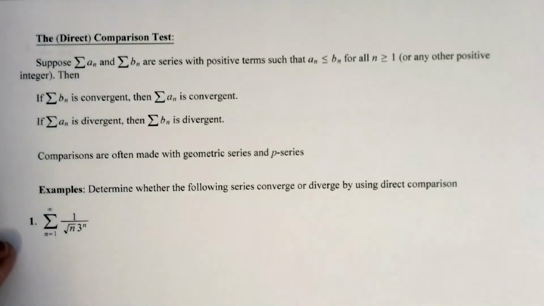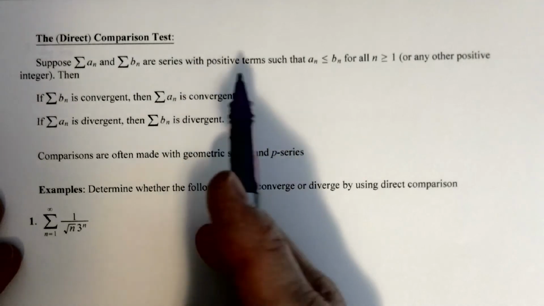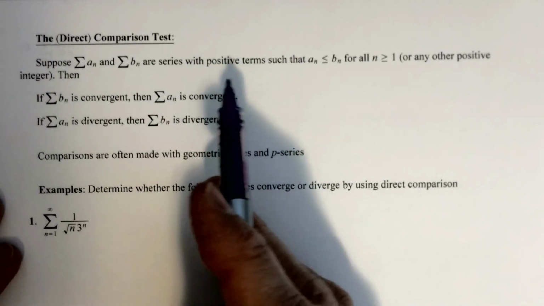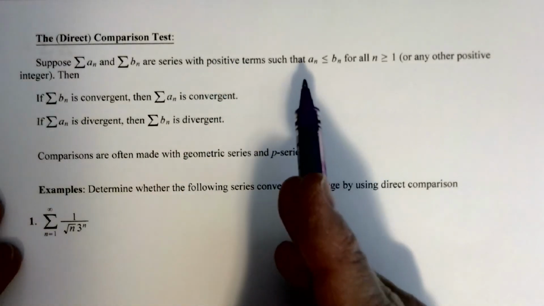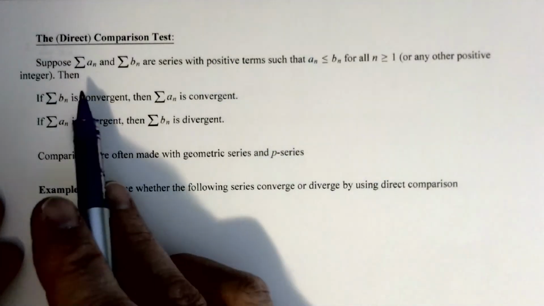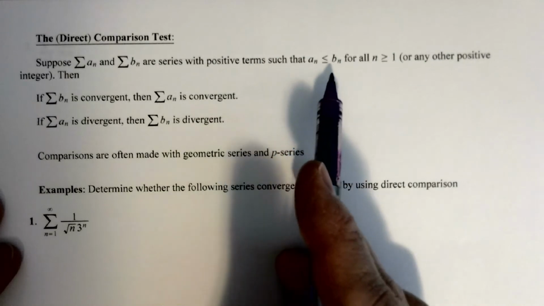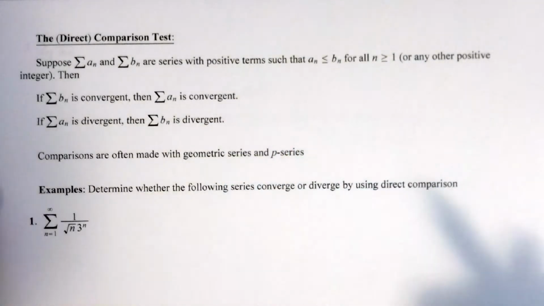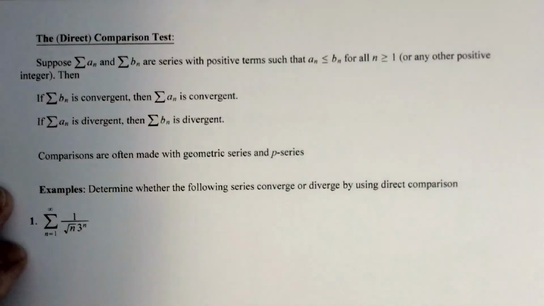So suppose we have two series. Again, we're dealing with series with positive terms, greater than 0. And the terms of the series a sub n are always less than or equal to the terms of b sub n for all n greater than or equal to 1, or any other positive integer. And then we have these things.